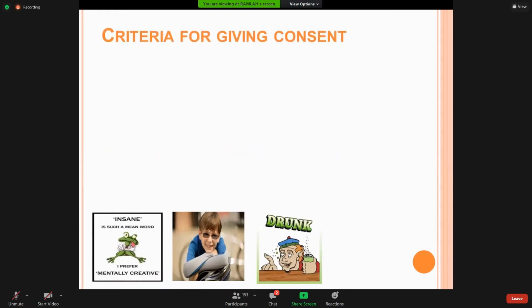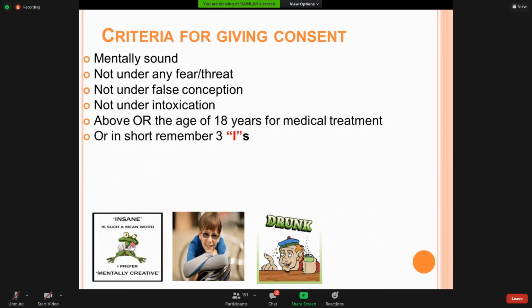Now, criteria for giving the consent. There are particular specific criteria, as we already mentioned, written in your Contract Act, Section 14: the person should be mentally sound, not under any fear or threat, not under false conceptions, not under intoxication. Like if the person has drunk and you are trying to take the consent, ek alcoholic bande se aapne le liya, ya baad mein usme kuch problem aa jati hai and he pleads to you, wo bhi invalid ho jata hai.